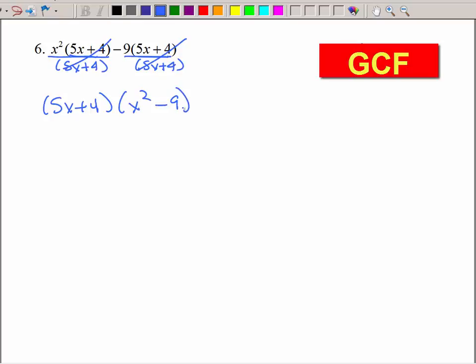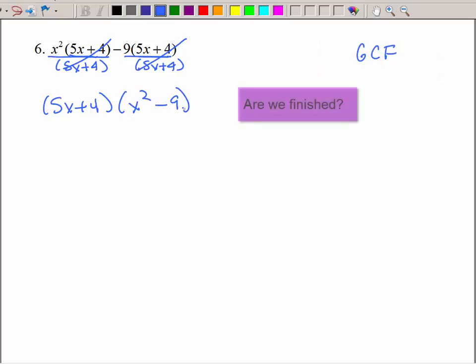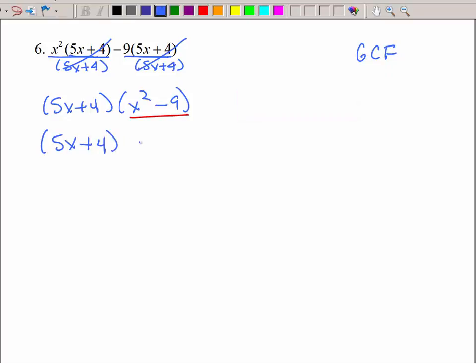That's how we factored a few days ago on greatest common factoring. But here, we're not done yet. That is the difference of two squares. So once again, I want to bring down the 5x plus 4, and then I want to factor this further. And then I want to look at that and see if I can go even further. I don't think so, so I'm done.